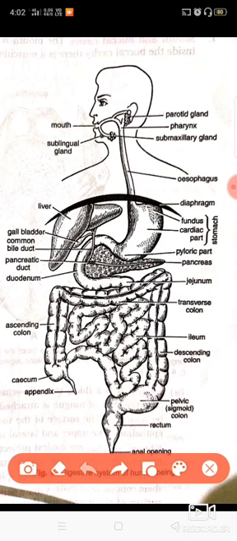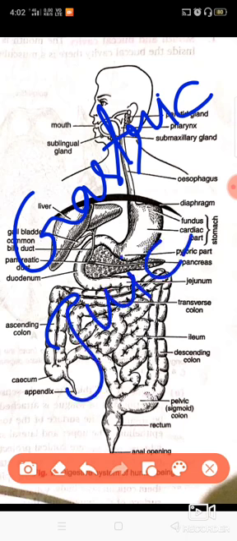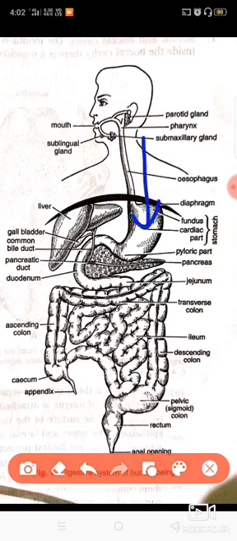Other things present are known as gastric juice. Okay, gastric juice. The function of gastric juice is to digest the proteins. The food which is coming here, when it is stored in the stomach for some time, then this gastric juice helps in digesting the protein part of the food.